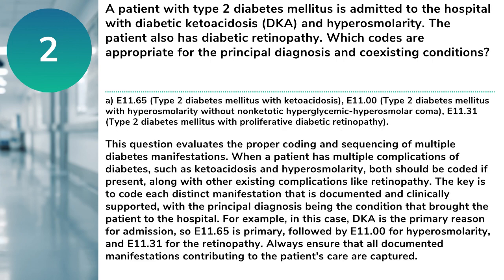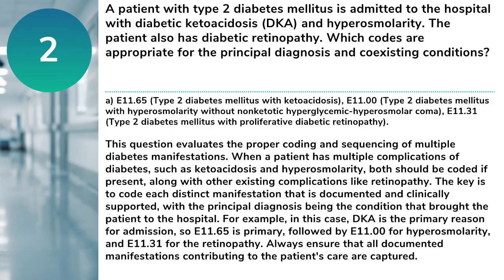Answer: A. E11.65, type 2 diabetes mellitus with ketoacidosis, E11.00, type 2 diabetes mellitus with hyperosmolarity without non-ketotic hyperglycemic hyperosmolar coma, E11.31, type 2 diabetes mellitus with proliferative diabetic retinopathy. This question evaluates the proper coding and sequencing of multiple diabetes manifestations. When a patient has multiple complications of diabetes, such as ketoacidosis and hyperosmolarity, both should be coded if present, along with other existing complications like retinopathy.